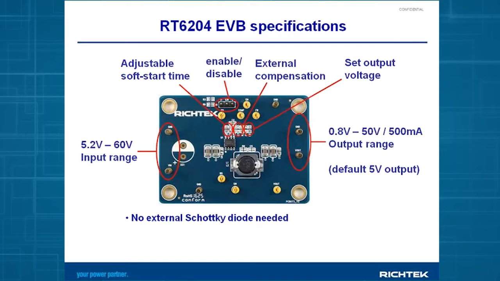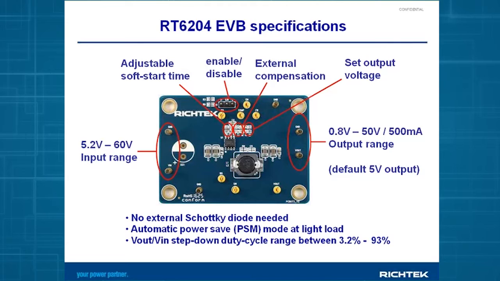And well, this board, the RT6204, does not need an external Schottky diode because it has an internal synchronous rectifier MOSFET, which means you can save board space and BOM cost. Furthermore, this part goes automatically into PSM, power save mode, pulse skipping mode at light load conditions, which helps to improve the efficiency at light load.